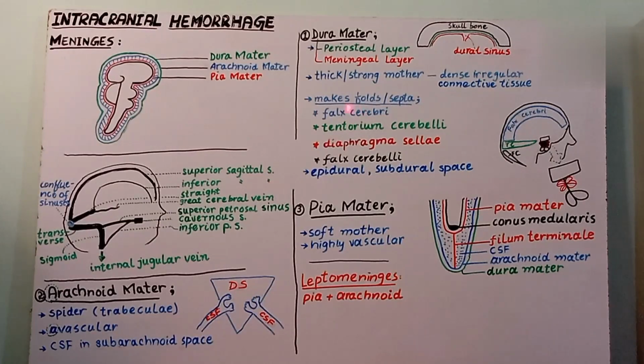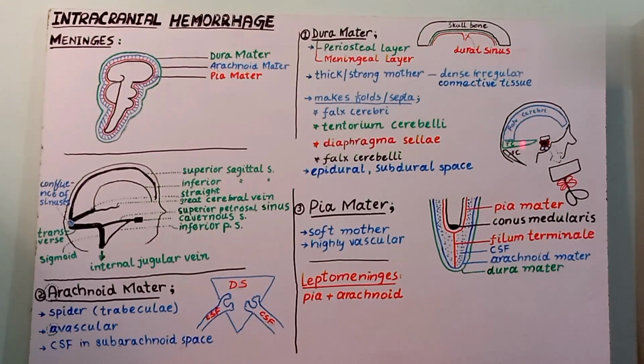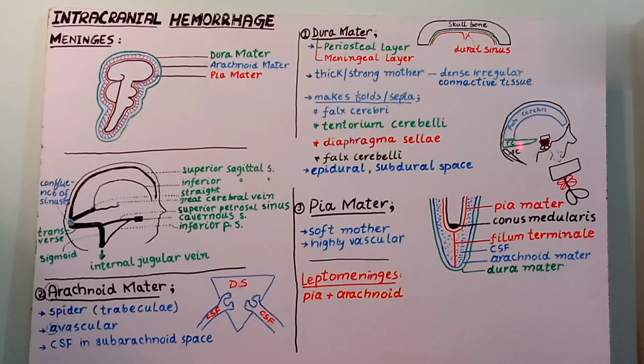Okay, so among these folds, number one is the falx cerebri. It is the one which separates the two cerebral hemispheres. So it is present like this, in between the two cerebral hemispheres. Okay, next one is the tentorium cerebelli. It is actually dividing the brain into the supratentorial area and the infratentorial area. This is the tentorium cerebelli. The upper part to the tentorium cerebelli is the supratentorial area. The lower part is the infratentorial area. So the supratentorial area contains the two cerebral hemispheres, while the infratentorial area contains the cerebellum, the brainstem, and the spinal cord. Clear?